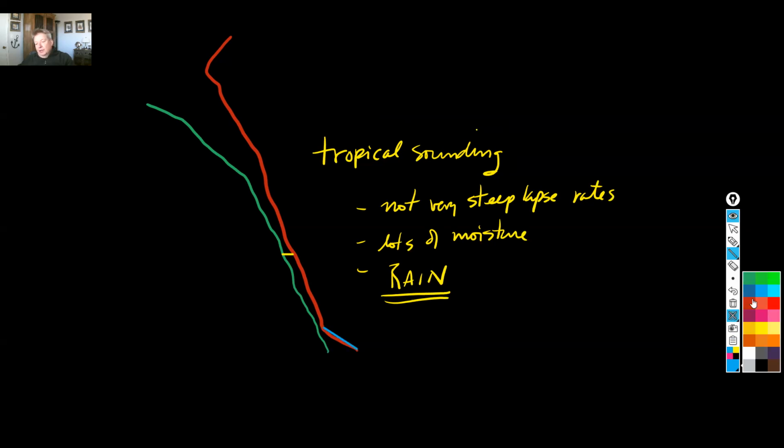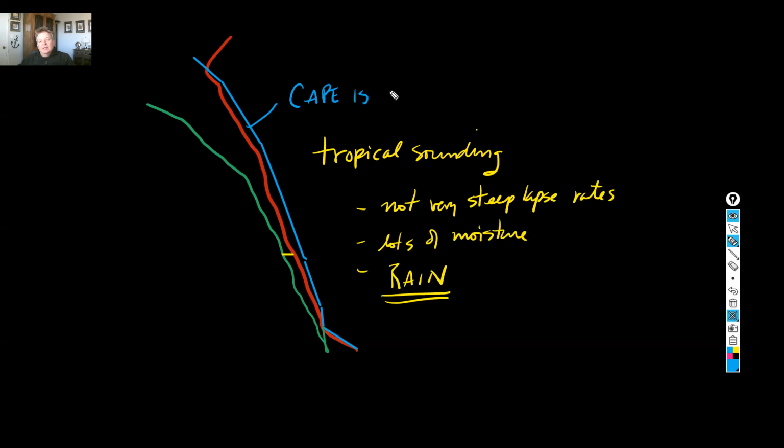There's your LCL, maybe something along these lines, and then your CAPE is going to be this way. Okay, it goes very high. It's all CAPE, but what can you tell me about the CAPE? In this case, the CAPE is what we call thin CAPE. It's not very wide. So it's unstable, the air will rise, but it's not a very strong updraft. This is not producing a lot of severe weather, but it could produce a good amount of precipitation, of rainfall. So that's a tropical sounding.